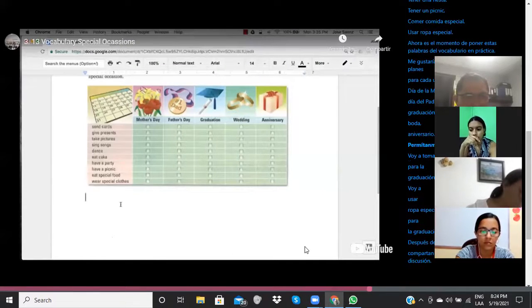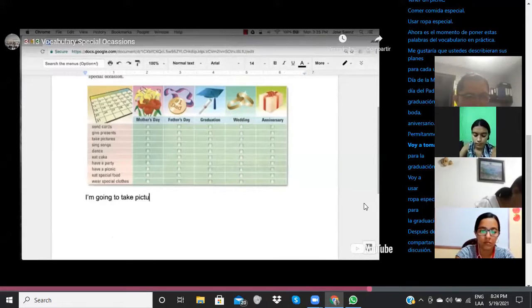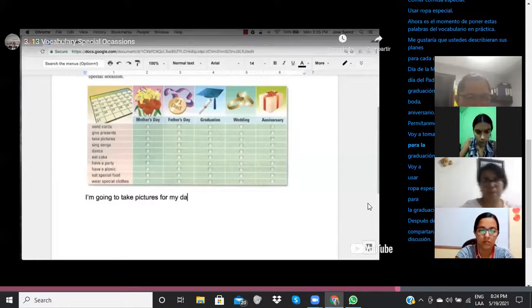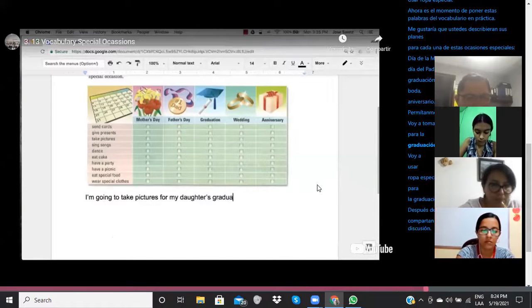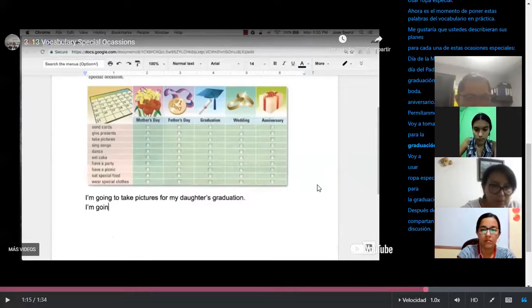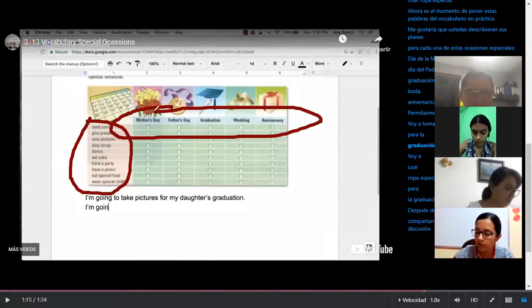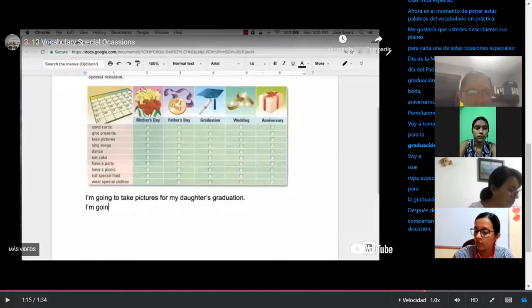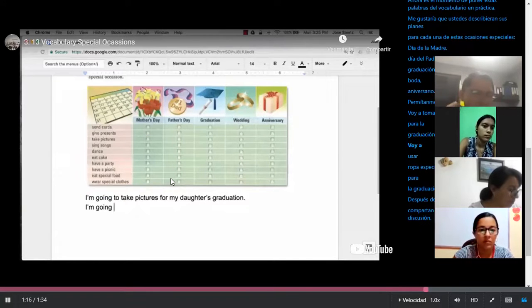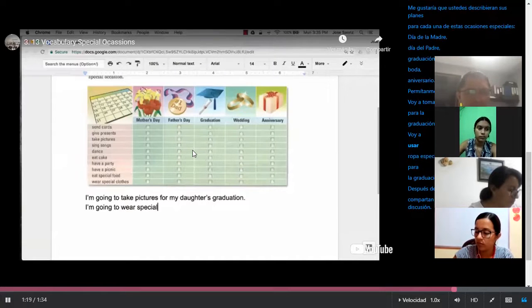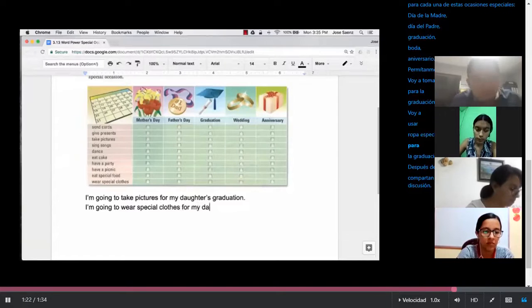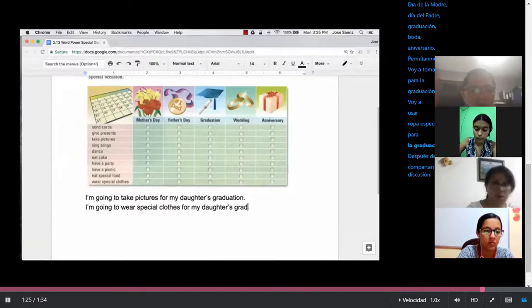Let me give a quick example. I'm going to take pictures for my daughter's graduation. Okay, so va a escribir por lo menos 5 oraciones utilizando por lo menos 5 actividades, expresando por lo menos 5 ocasiones especiales. For example, I'm going to take pictures for my daughter's graduation. Voy a tomar fotos en la graduación de mi hija. I'm going to wear special clothes. Voy a vestir ropa especial para la graduación de mi hija.